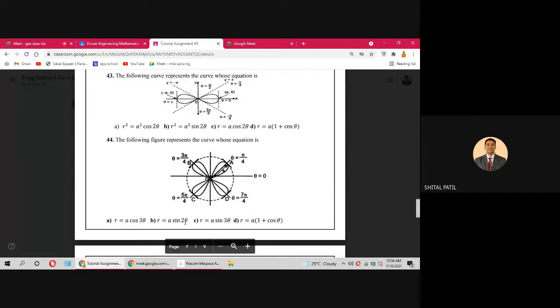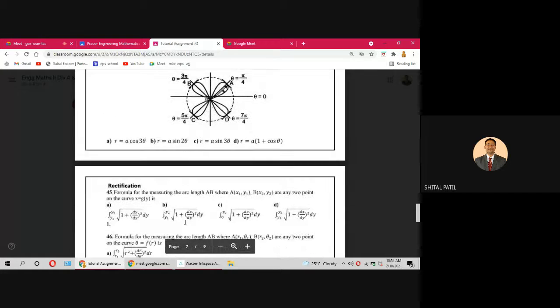Again, you understand one more thing about the rose curve. Whenever it is r equal to a cos n theta, cos I am saying, the first loop is along theta equal to 0. So here, the first loop is not along theta equal to 0, since it is in terms of sine. Okay, so r equal to a sine 2 theta. This is the answer. अच्छा, this is all about the Cartesian.